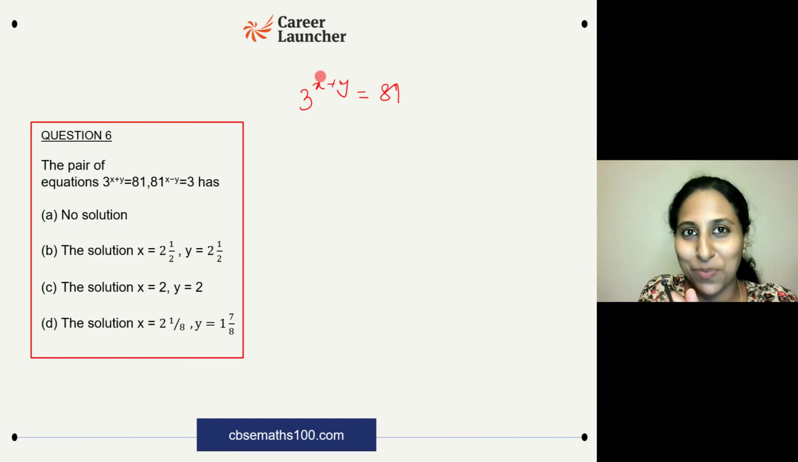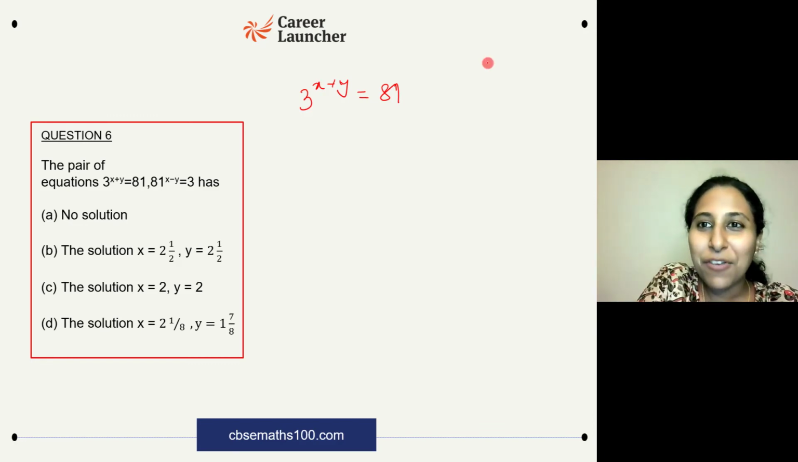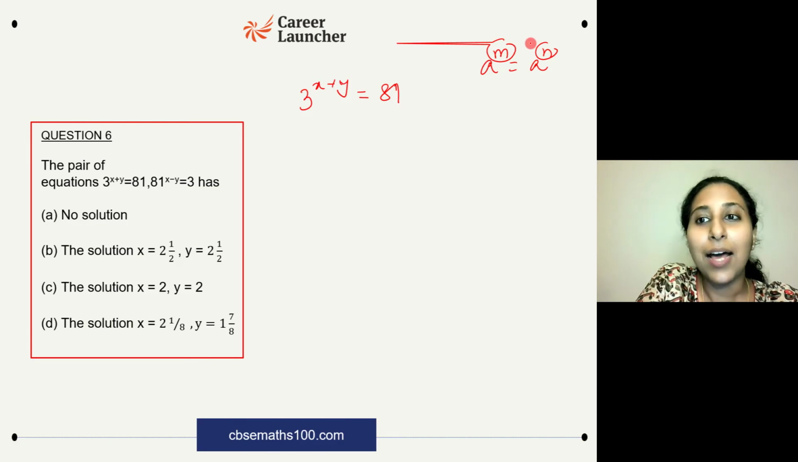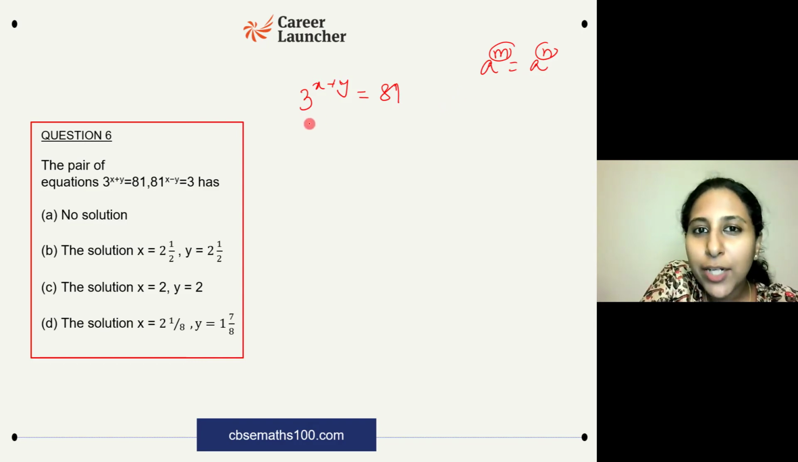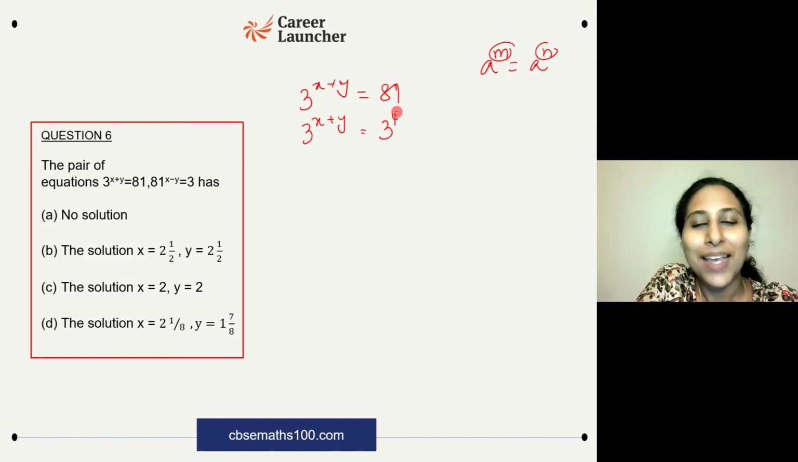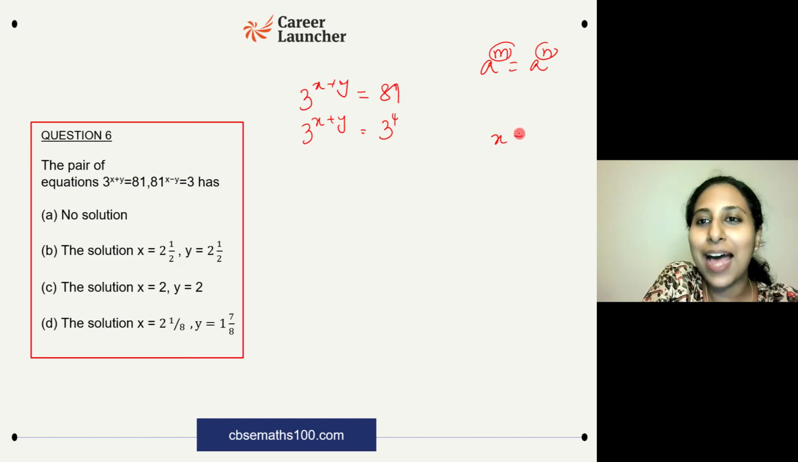Only then will I get an equation with x and y. You're following? If I have a raised to m is equal to a raised to n, then I can equate the exponents. Only if the bases are equal will I be able to equate the exponents. Otherwise, I won't be able to do that. So what I do is change this to 3 to the power x plus y is equal to 3 to the power 4. 81 is 9 times 9, which is 3 square times 3 square, or 3 to the power 4. So I'm getting my first equation as x plus y is equal to 4.